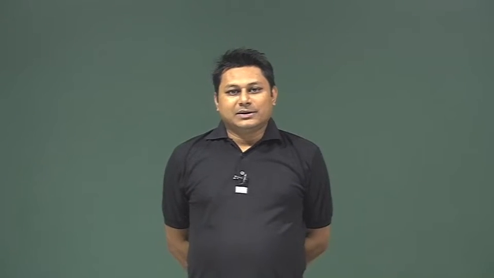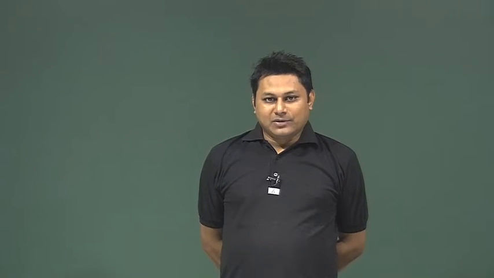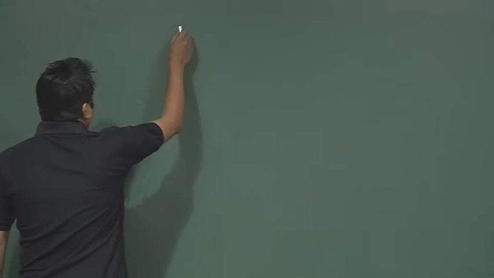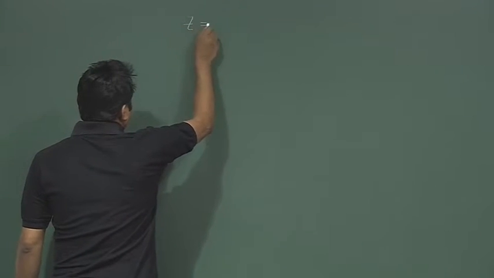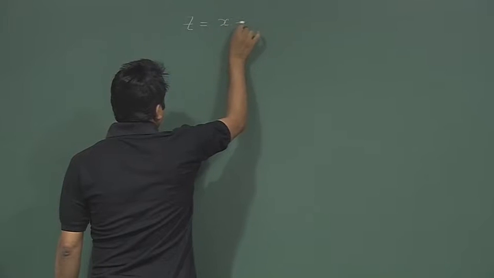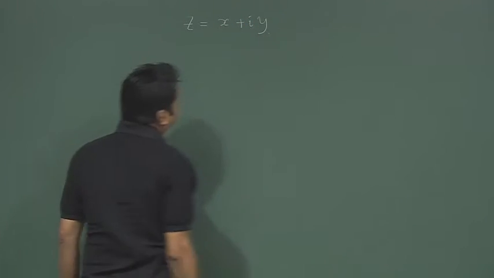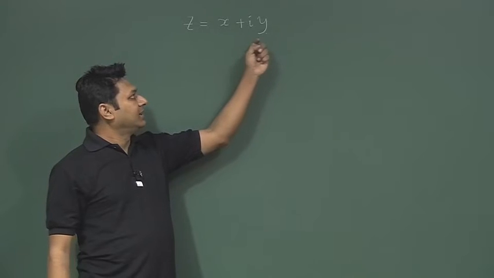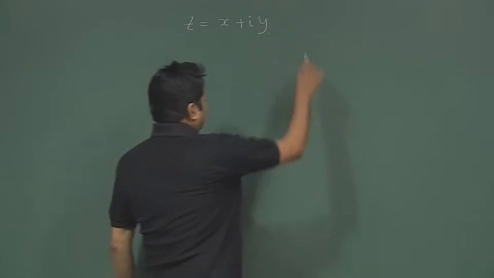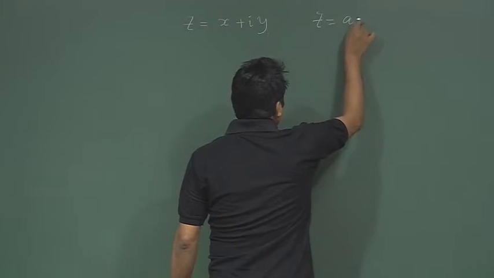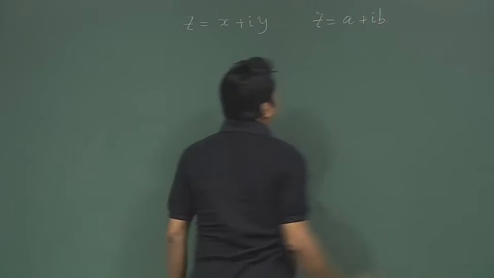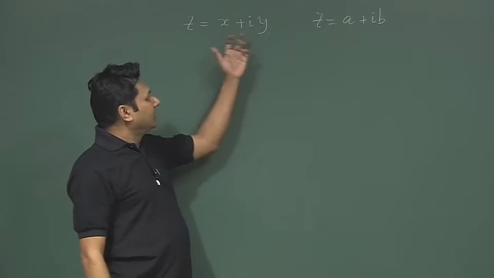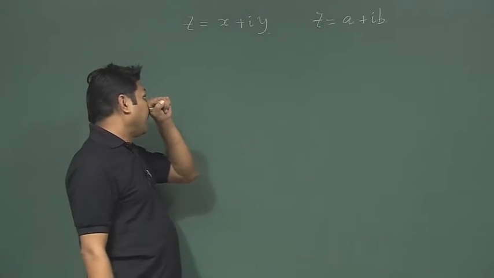Welcome students to this Mathematical Methods 1 course, where we are now in the process of learning complex analysis. In the last class we learned a few things about the complex variable, and we showed that a complex variable z can be represented in terms of x and y. I call it a variable, that is why I put x and y. Last year I also wrote something like a plus ib, which is a fixed value, but this may change, that is why I call it a variable.